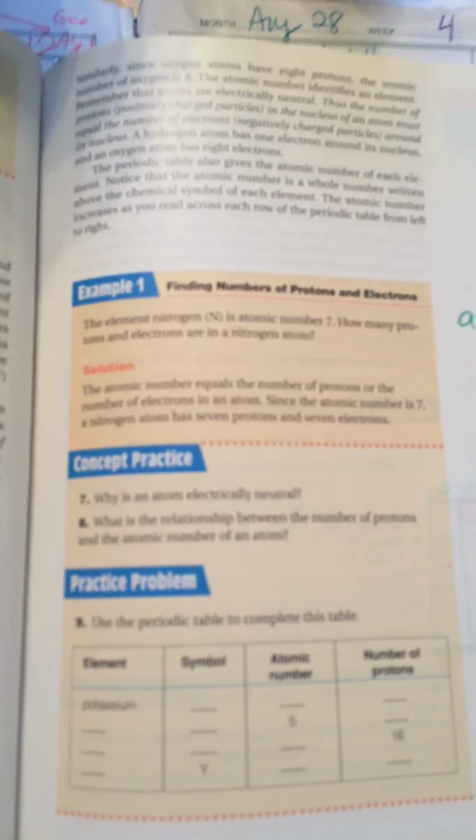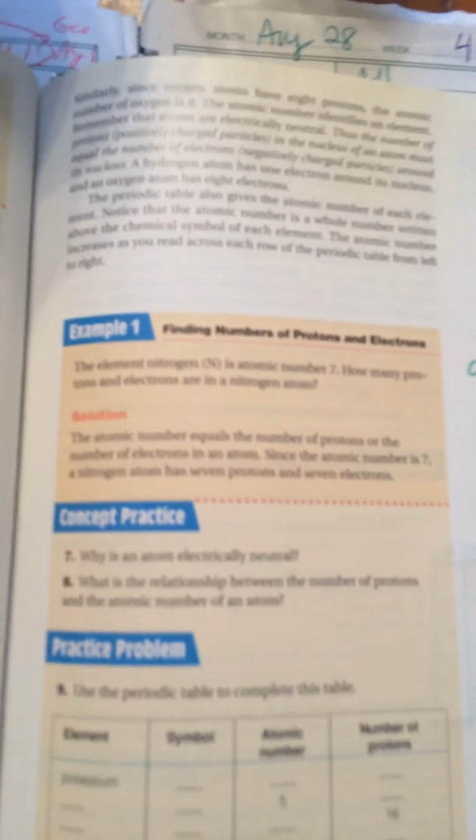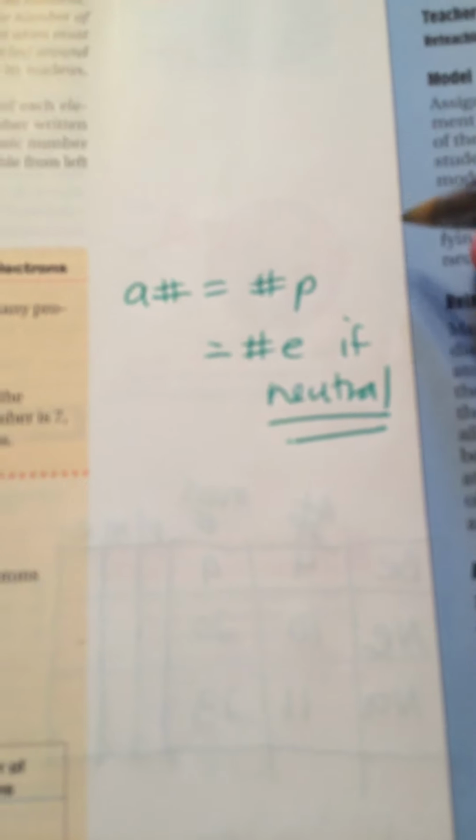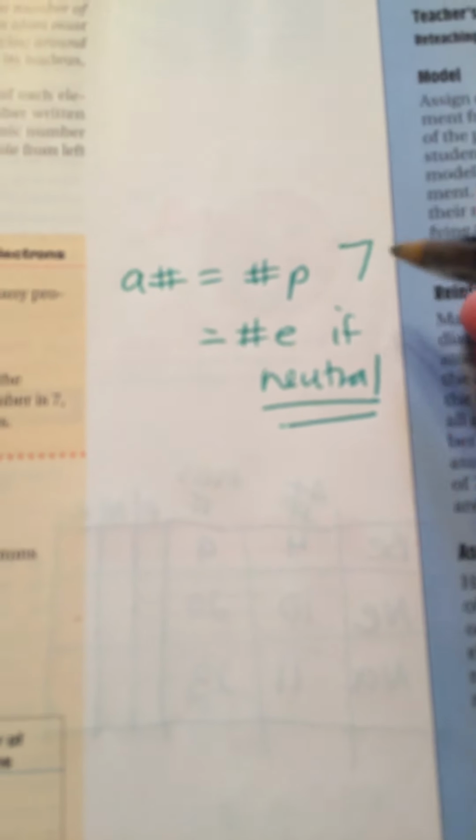So our first problem says the element nitrogen has atomic number of 7. How many protons and electrons does it have? Well, we don't have to use our calculator. This is really a definition thing. The atomic number is the number of protons, so the number of protons would be 7. And if the atom is neutral, meaning it has not gained or lost any electrons, it's not an ion, it does not have a charge, then the number of electrons will also be 7. That one was easy, wasn't it?